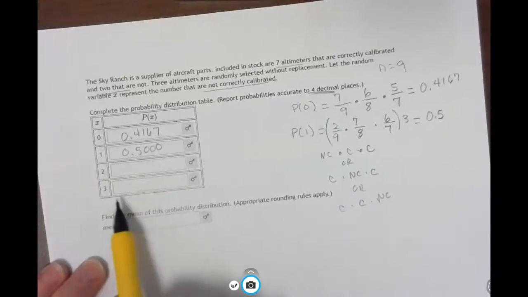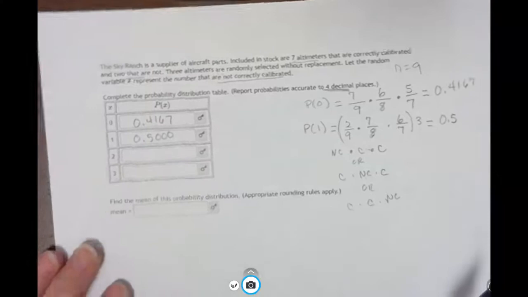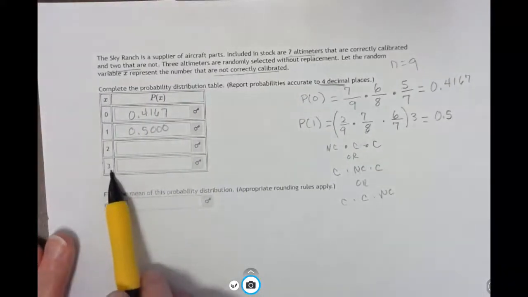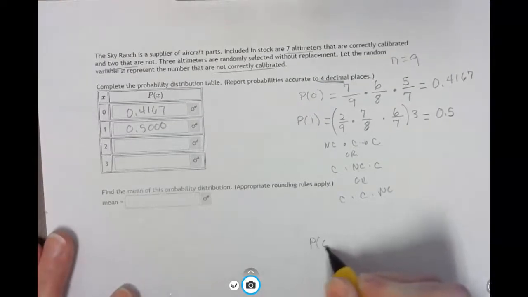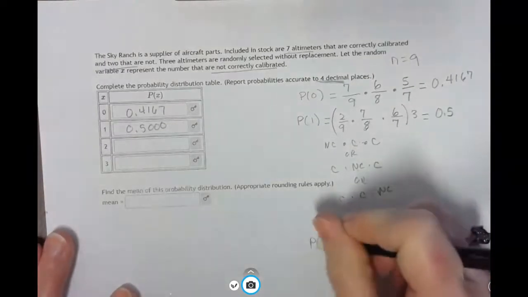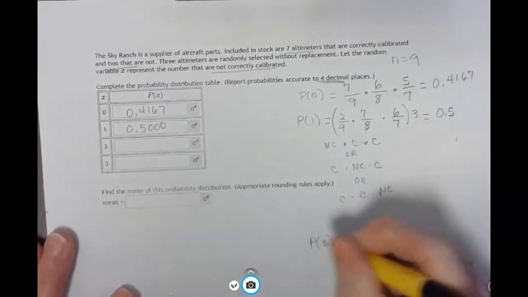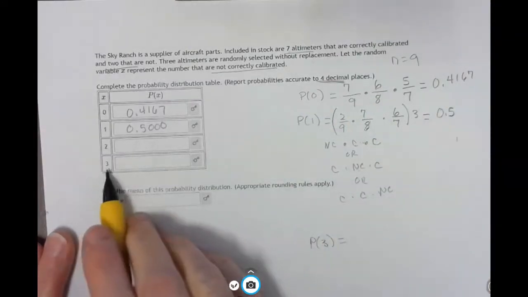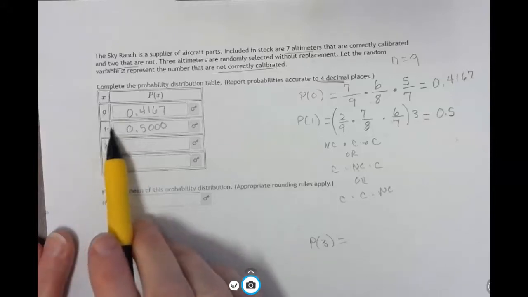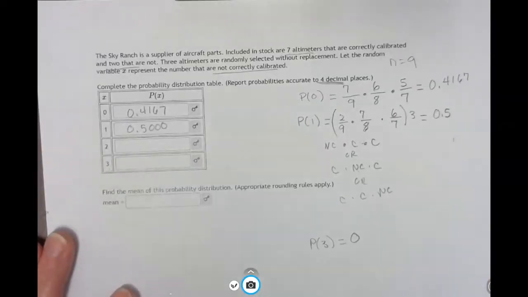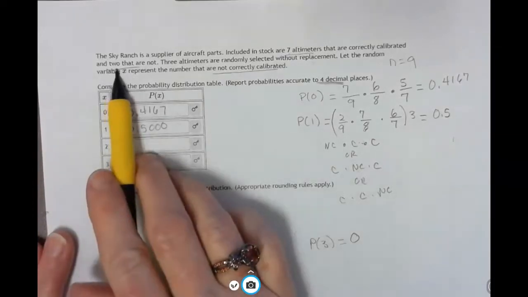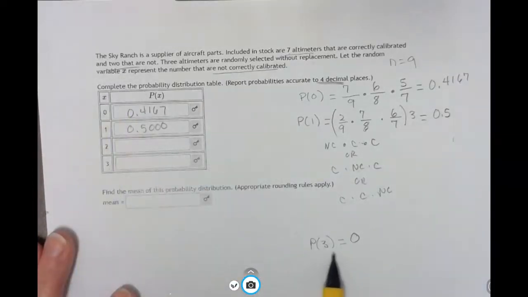I'm going to skip to this last one for a minute, just because it's going to be pretty easy to find. So let's look at the probability of none. Oh, I'm sorry, we did that one already. Probability of 3 that are not correctly calibrated. Okay, exactly 3. This was exactly none, exactly 1, exactly 2, exactly 3. Well, that one's actually pretty easy to figure out. It's 0 because there are only 2 that are not correctly calibrated. There's no way I can get 3 of them that are not correctly calibrated.